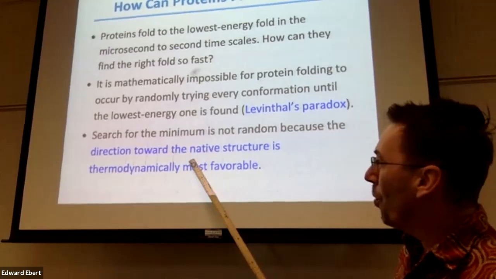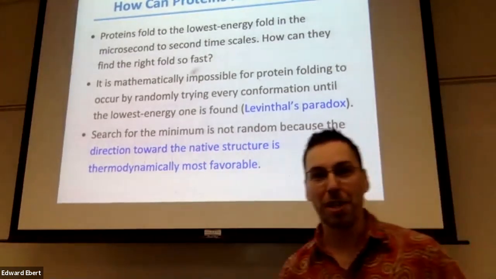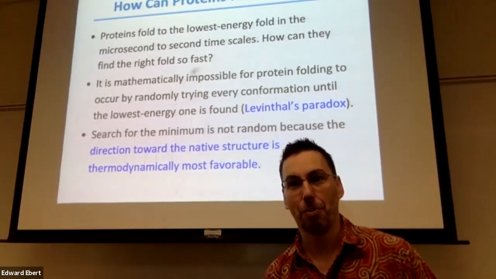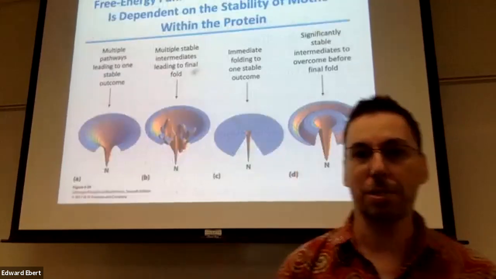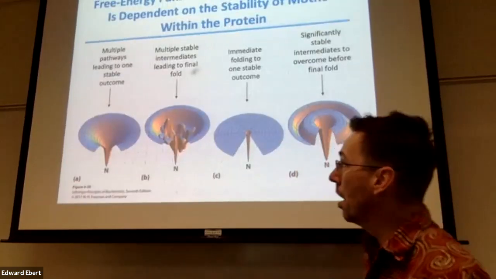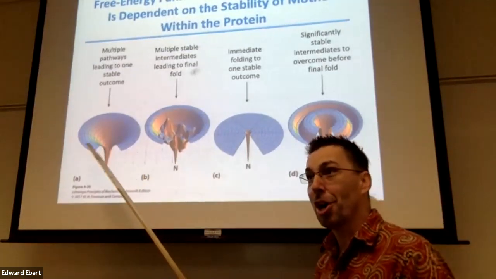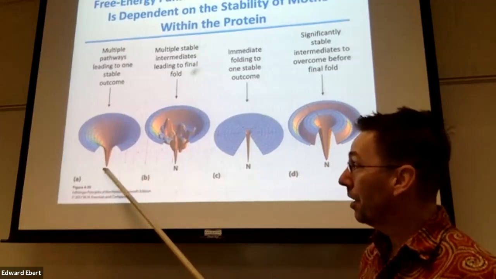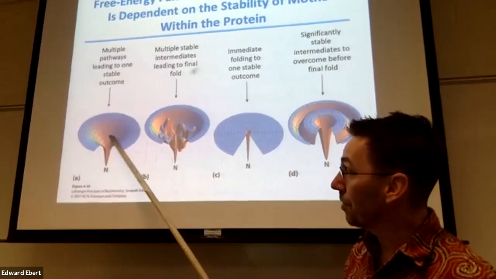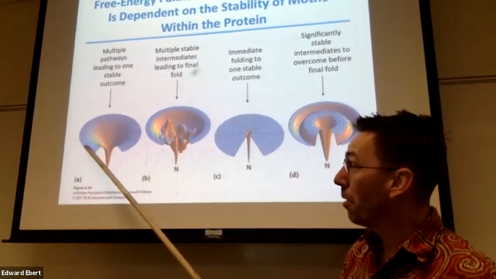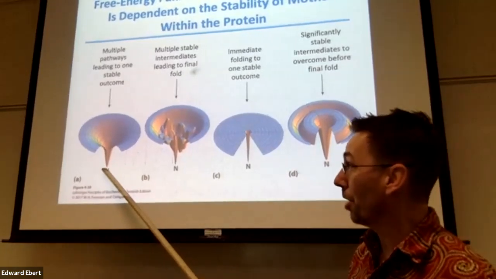But what we have here is a non-random direction towards that native state. So there is a method to it. I like this next slide just because of its pictorial representation. What we see here is probably what we most commonly imagine our folding to be like. The bottom of our funnel is our lowest energy state. That's where we want to get to. So we have this funnel here. We basically have a bunch of pathways that will ultimately lead us down to the most stable outcome.